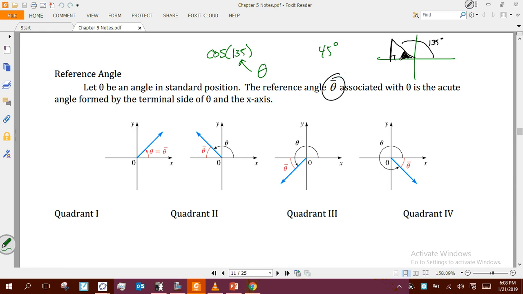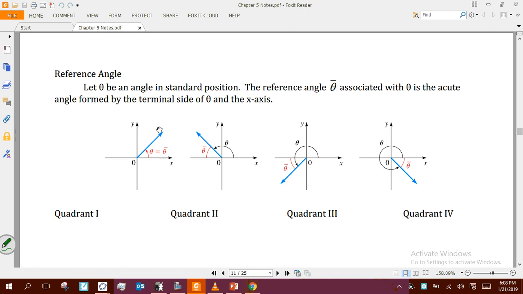It's the reference angle. The reference angle is always the acute angle created from the terminal ray and the x-axis. So here is the angle created by the terminal ray and my x-axis. Theta is the angle that we're being asked about. Theta bar is the angle that we're going to use. We're going to know information about theta bar to help us tell something about theta.